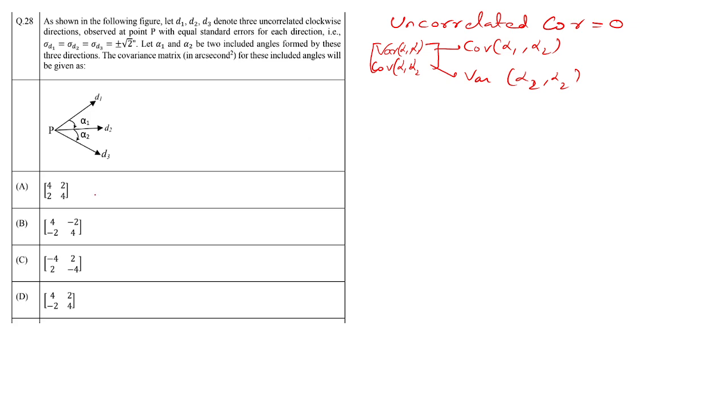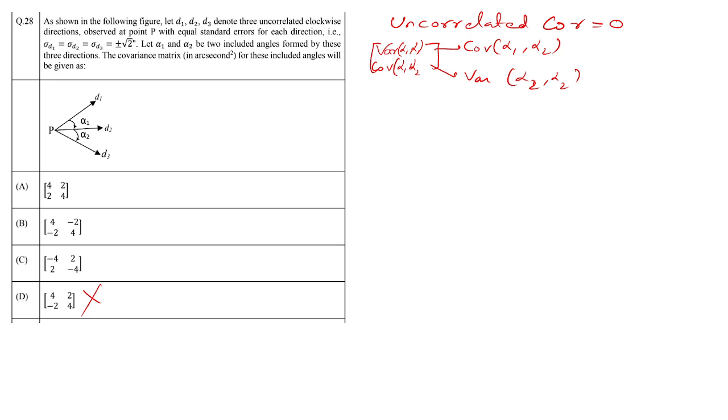So one option we can directly omit, because this matrix should be symmetric. You can see the covariance of alpha 1 alpha 2 is not equal in this option, so that option we can cancel.